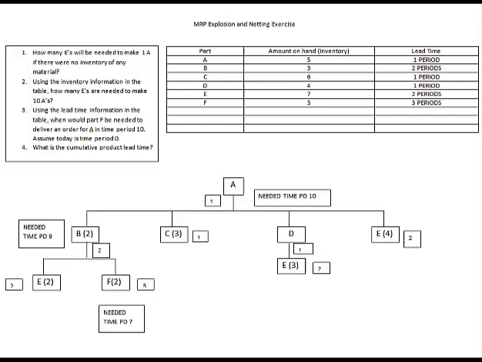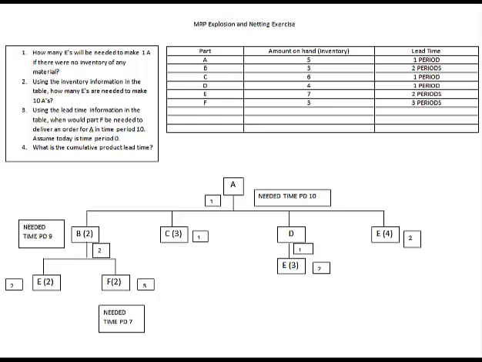Now the question that we want to answer is number 3 in the upper left-hand corner. And the question is, using the lead time information in the table, when would part F be needed to deliver an order for A in time period 10?